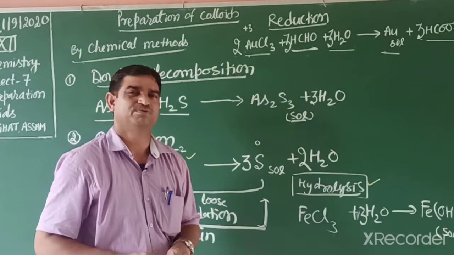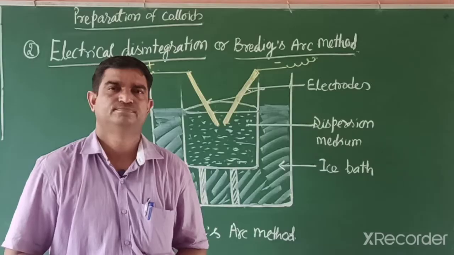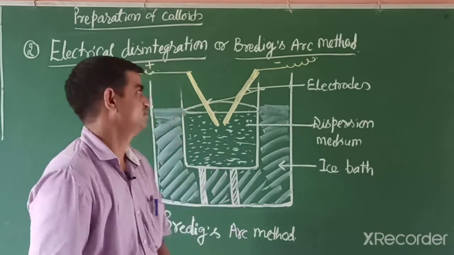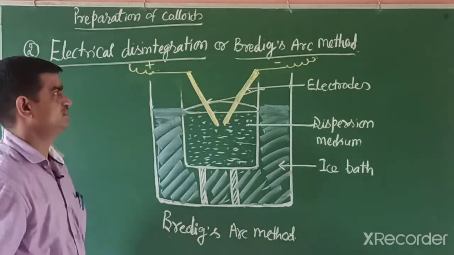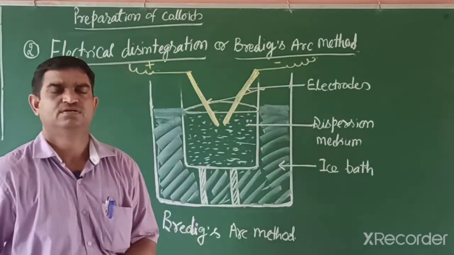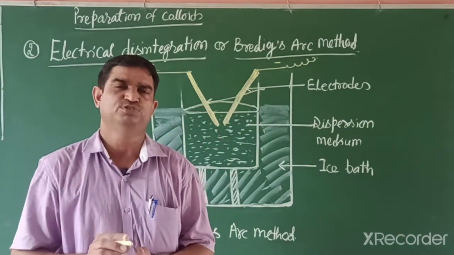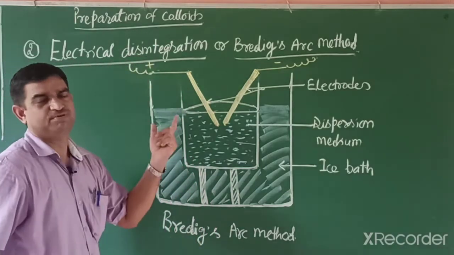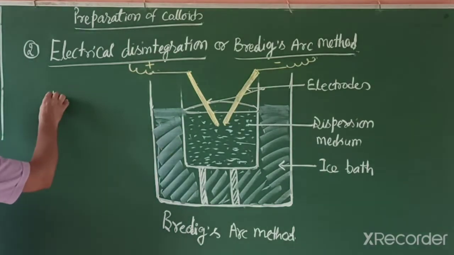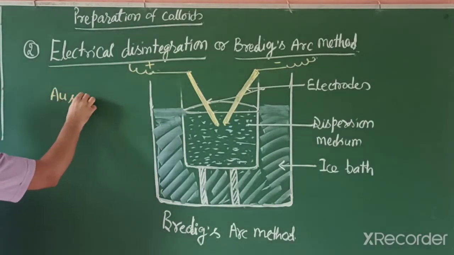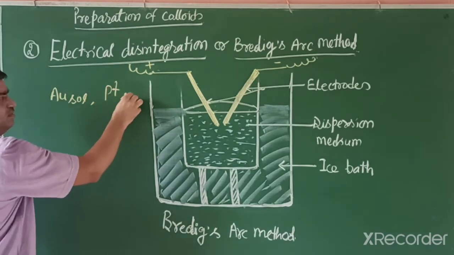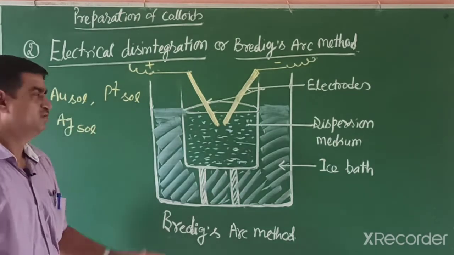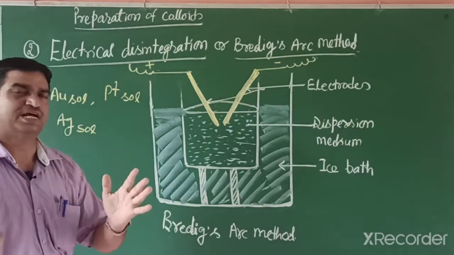Okay, now we will explain a new method. The next method of preparation of colloids, students, is electrical disintegration or the Bredig arc method. According to this method, we apply both processes, dispersion as well as condensation. In this method, we prepare sols like gold sol, platinum sol, silver sol. Students, how can we prepare? Preparation of gold, platinum, silver sol is slightly difficult.